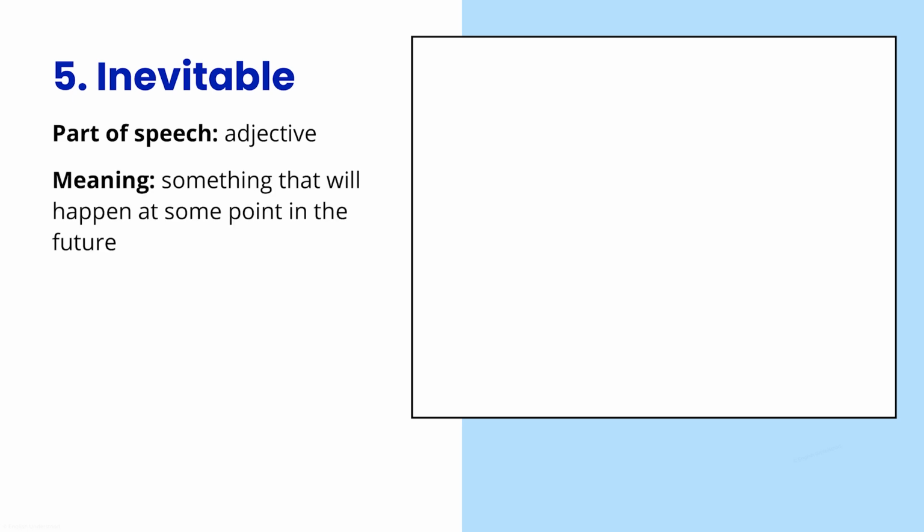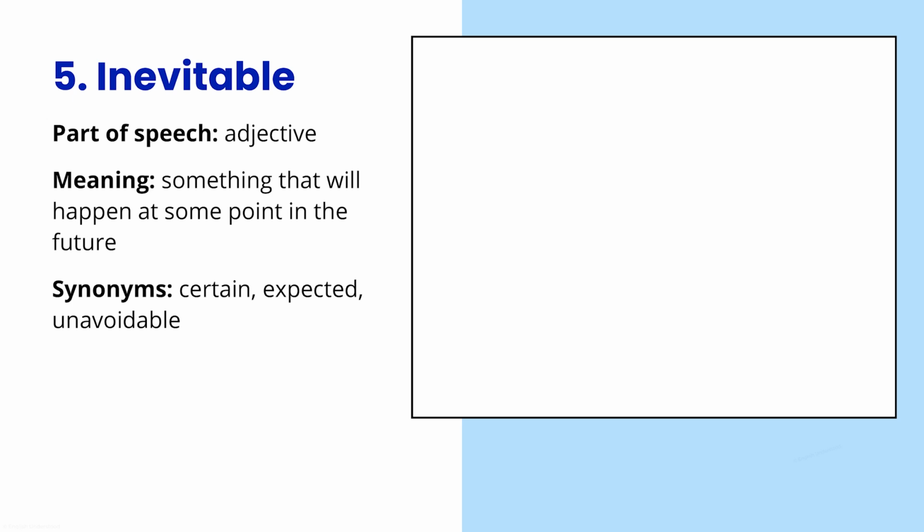Moving on to number 5 now, inevitable. Now, inevitable is an adjective, and it simply means something that will happen at some point in the future. So it will happen, but we don't know when it will happen. It might happen next week, it might happen next month, or it might happen next year.